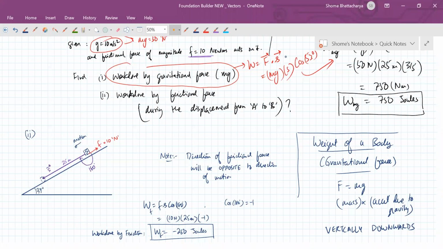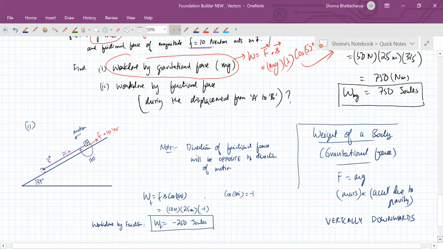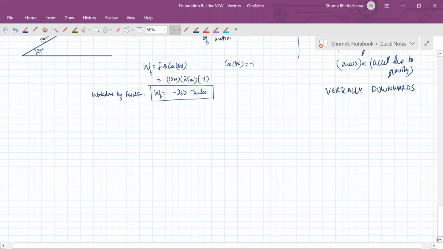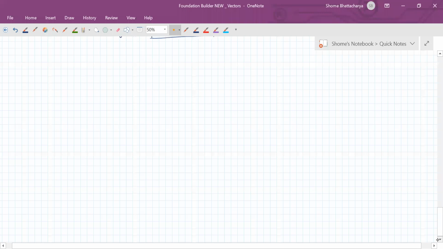Okay, good. So you must be aware of acceleration due to gravity concept, no? Tanju? Okay.